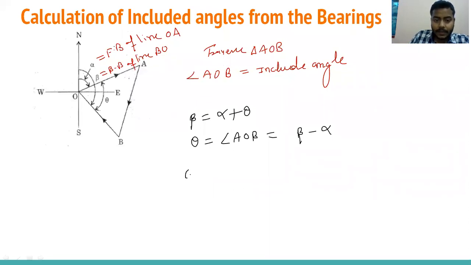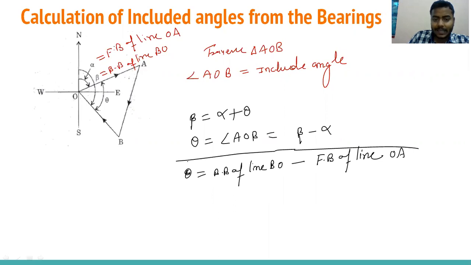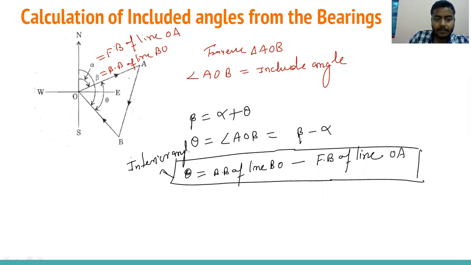Right. So what is the angle theta here? We can write the back bearing of line BO minus fore bearing of line OA. Right. So this is the one formula for this case I am saying. But here theta is the angle, included angle, that is the interior one. Interior angle.